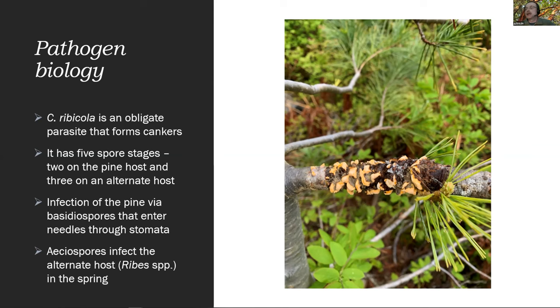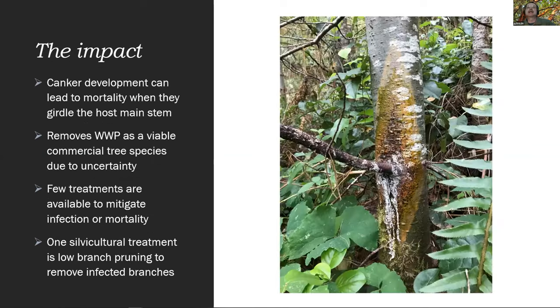And that's where we get a bit of an issue, because as these cankers develop and move down towards the bole of the tree, they can colonize into the main stem, and the canker continues to develop in this characteristic diamond-shaped formation until eventually it girdles the main stem, which is fatal to the host.